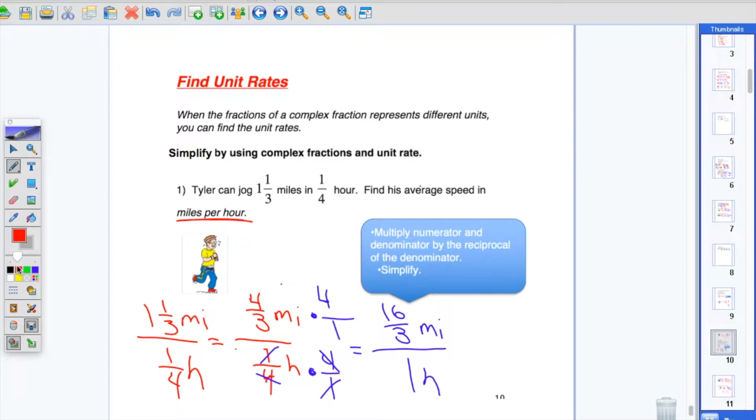Well, now we have to convert it back to a mixed number. 3 goes into 16 5 times with 1/3 left over, and that is miles over 1 hour. If Tyler went 1 1/3 miles in 1/4 of an hour, he would go 5 1/3 miles in 1 hour.